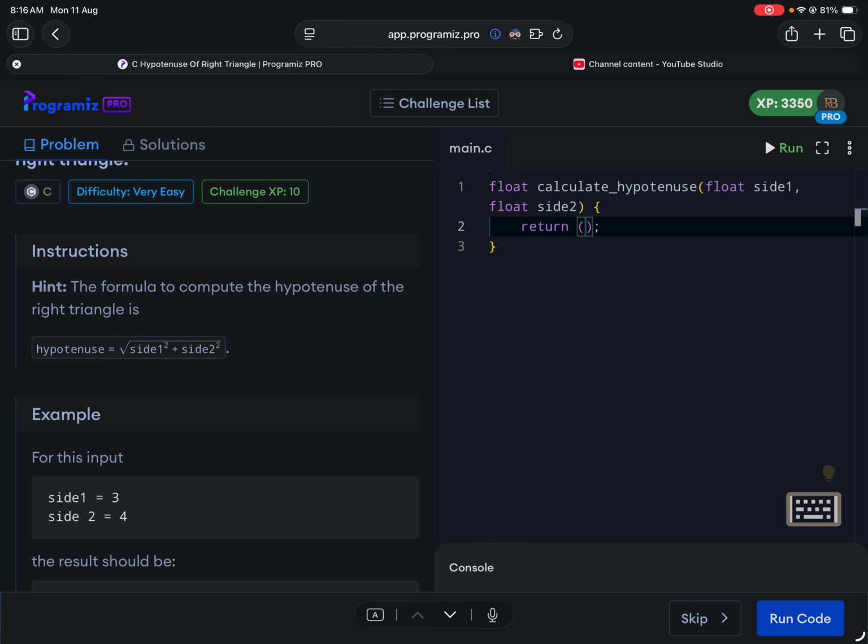Let's try. So side 1 into side 1 plus side 2 into side 2, right? And that should be a power of 0.5, right?